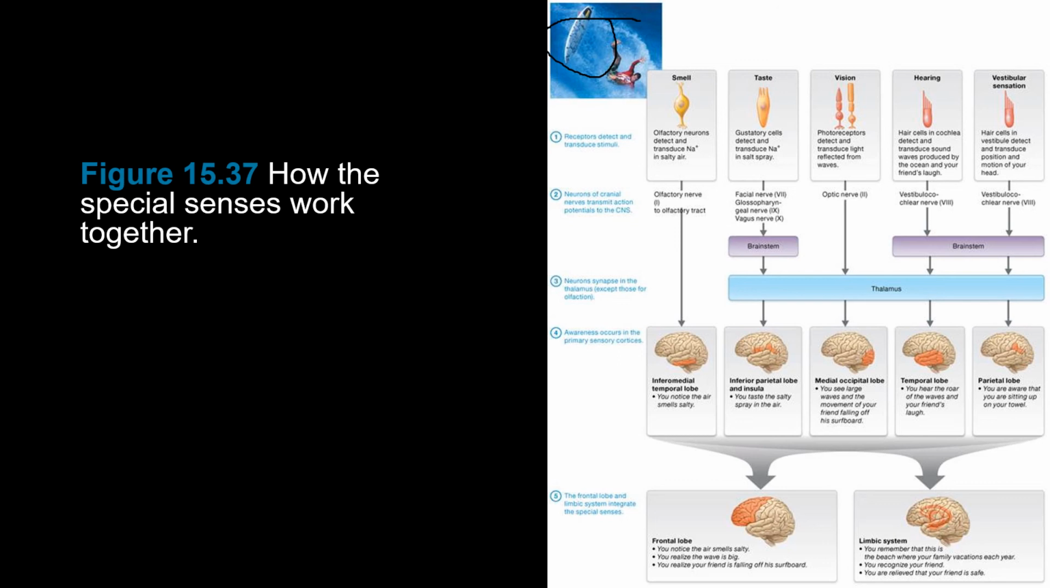The limbic system enables you to remember that this is the beach where you had your family vacations every year. You recognize your friend as the person falling off their surfboard. Their laughter tells you that they're safe. And you see the complexity here involved in detecting and processing each type of stimulus, and how integrating it into a meaningful picture seems to happen almost instantly. And this is just another great example of how our nervous system allows us to interact almost flawlessly with our environment. Hopefully, almost flawlessly.